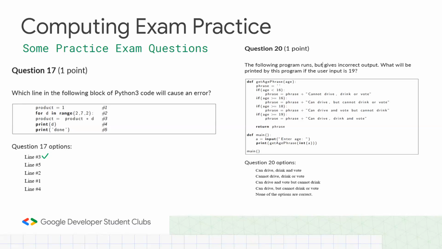Okay, we're moving on to the next block. The following program runs but gives incorrect output. What will be printed by this program if the user input is 19?